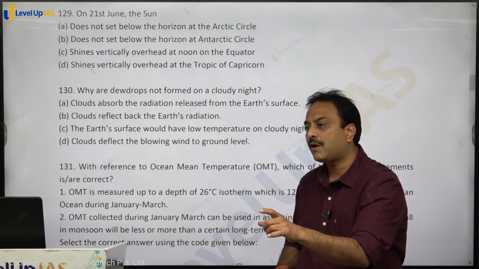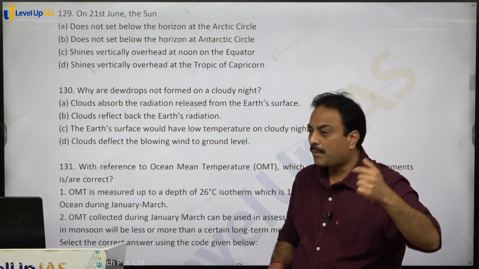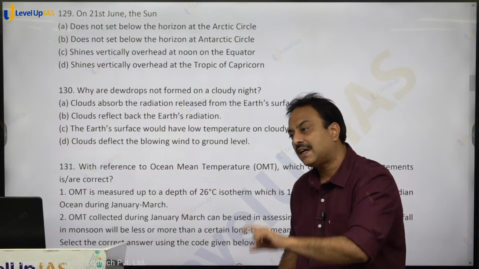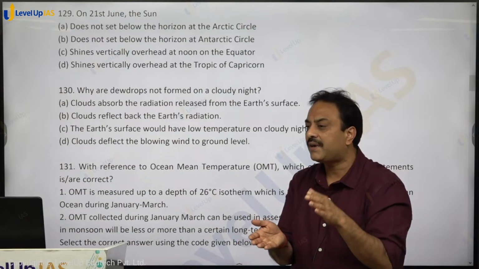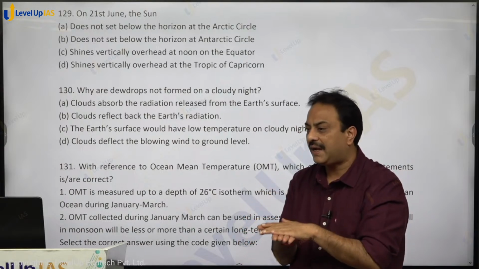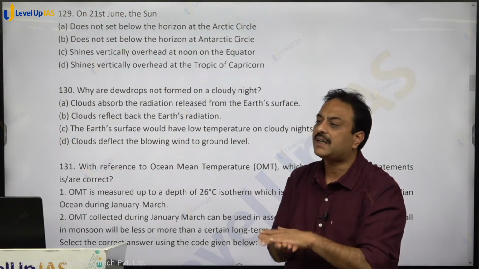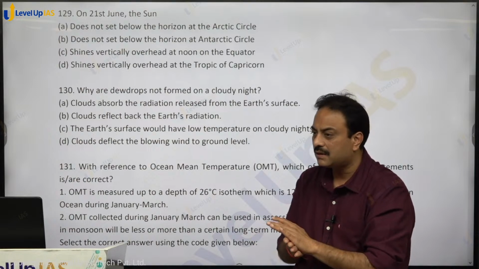So Tropic of Capricorn may also record 15 hours of day. Tropic of Capricorn may also record 8 hours of day. So suppose it is, I am not sure on that, but if it is having a range of 8 to 15, then that minimum duration of day, 8 hours, will be recorded when sun is overhead on Tropic of Cancer. That I was saying. Clear?